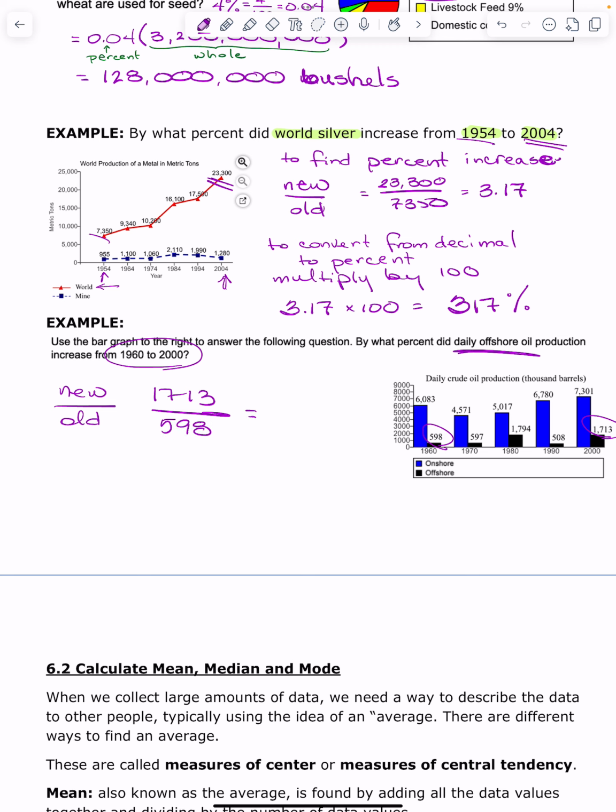When we divide those, we get 2.8645. I'm just going to round to 86, the 4 rounds down. To convert that to a percentage, I get 286,000 barrels.